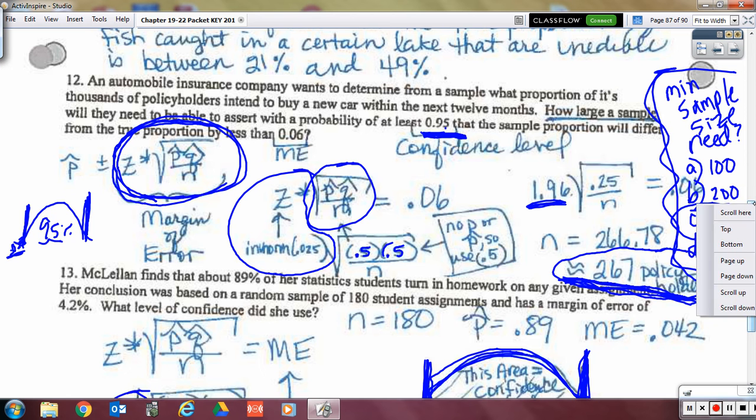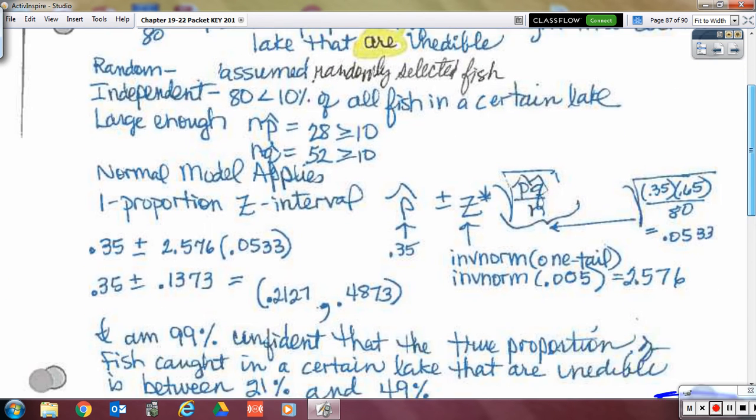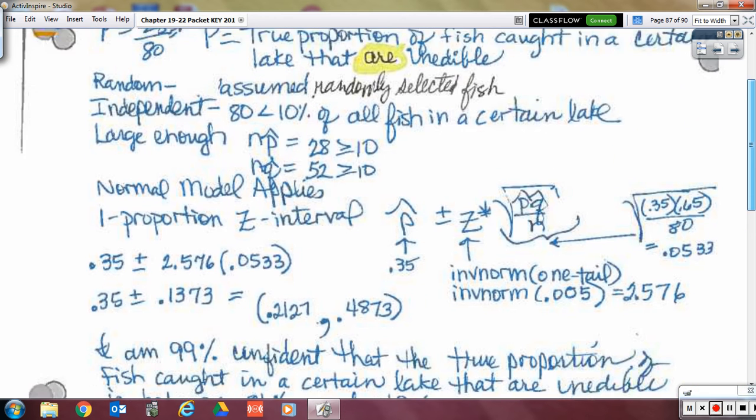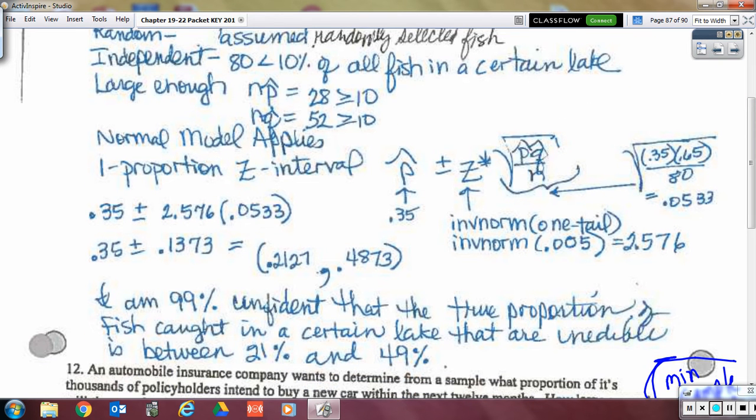Okay, yes ma'am. Good question. Do we need to now do the Z? Oh, on this one? Actually, no. Since you know the calculator trick, you don't have to show all the work anymore, even on the one proportion stuff.